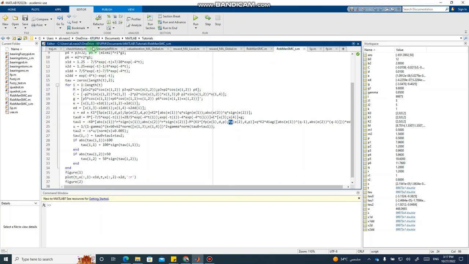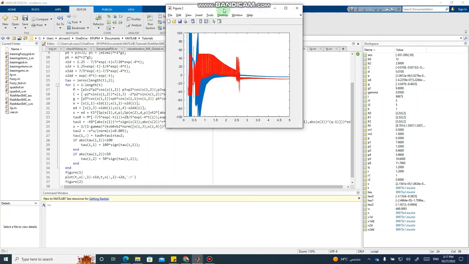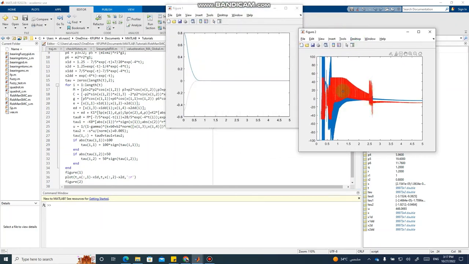Finally, when you have done everything, you can go back to your script file and run this file. Once you run this, you can see here the plot of the control. The red one is the second control input and the blue one is the first control input. Notice this input is from minus 100 to 100 and the other one is from minus 50 to 50. And these are the responses of the error. The error in Q1 starts from 0.08 and goes to 0 within 0.5 seconds. And here this error also goes to 0 in about 0.5 seconds.